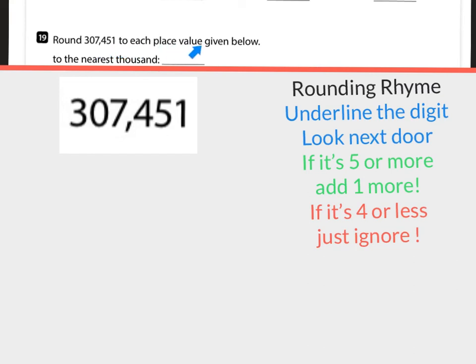Finally, number 19, we want to round 307,451 to each place value given. So the first one's asking us to round it to the nearest thousands place. So we will underline the thousands place, circle the digit to the right. The circled digit is 4 or less, so that means we just ignore. The 7 will stay the same. All the digits that are circled and to the right of that turn to a 0. All the digits to the left of the underlined digit will stay the same.